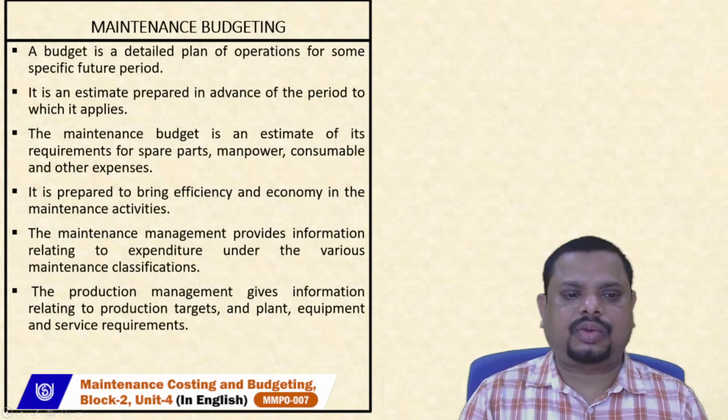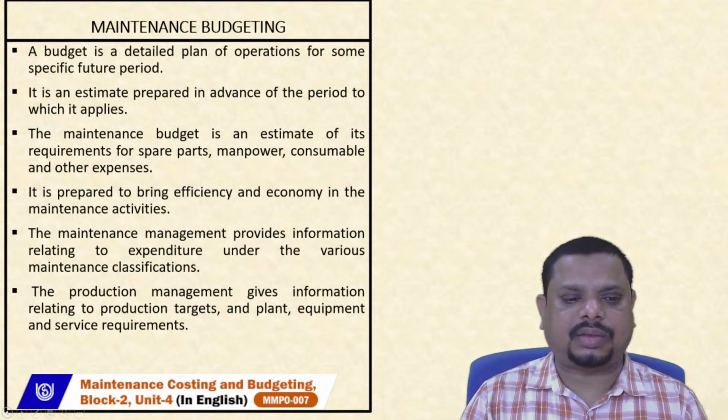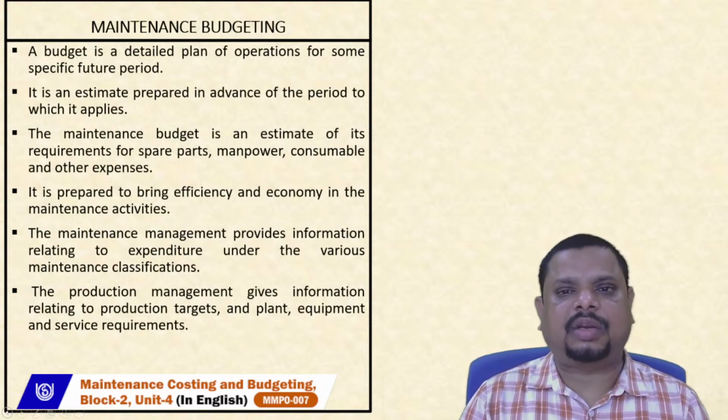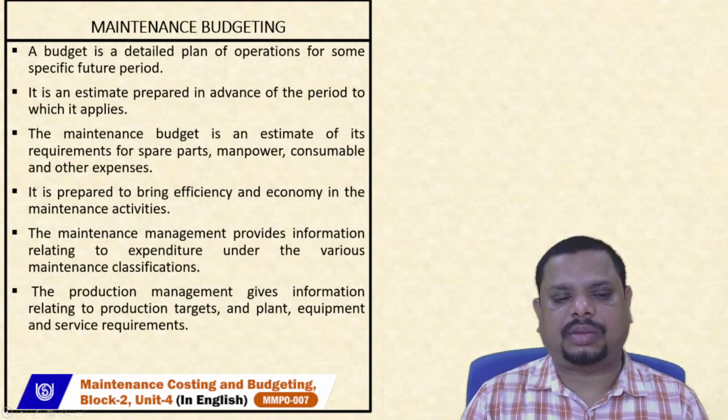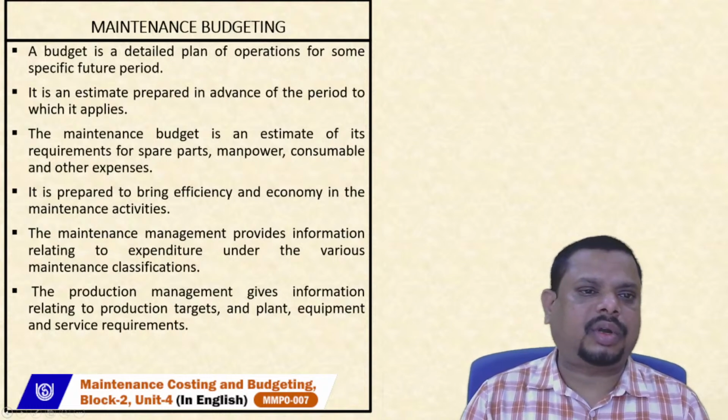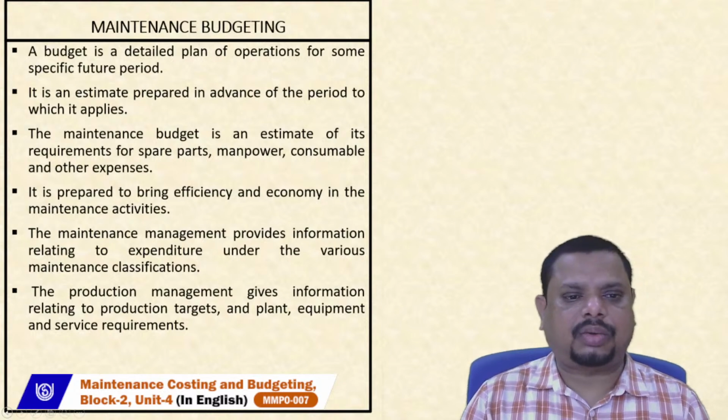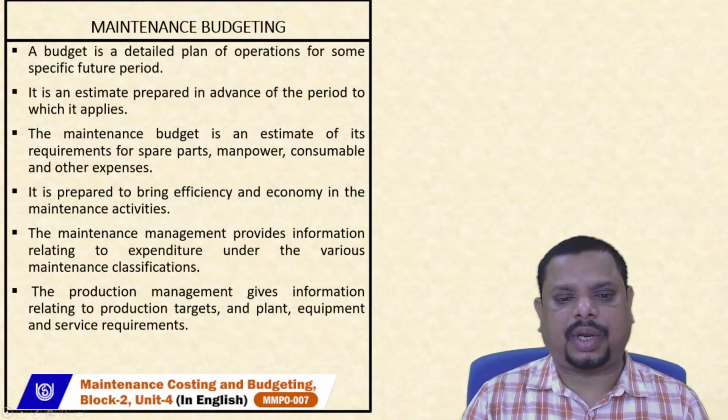It is prepared to bring efficiency and economy to the maintenance activities. The maintenance management provides information relating to the expenditure under the various maintenance classifications. For example, the production management gives information related to production targets, the plant equipment service as well as the service requirements. So that you can easily go for maintenance budgeting before implementing any kind of specific future period for an organization.